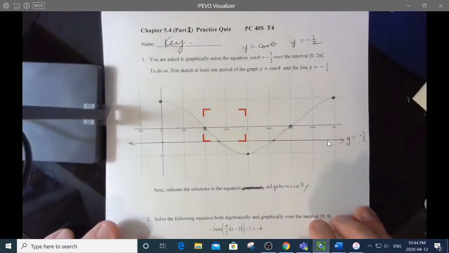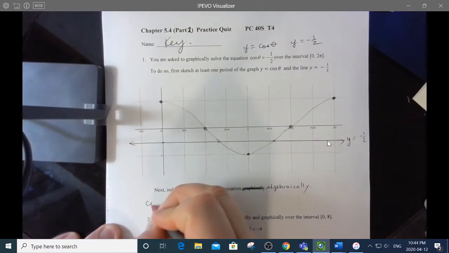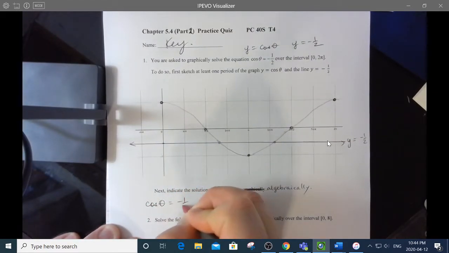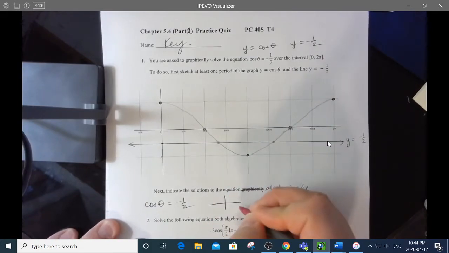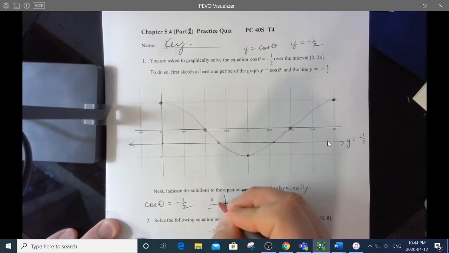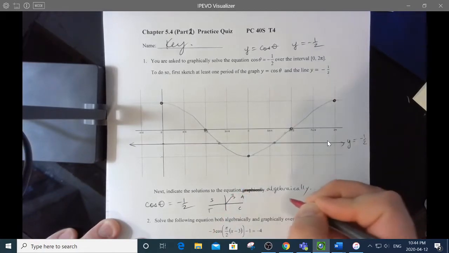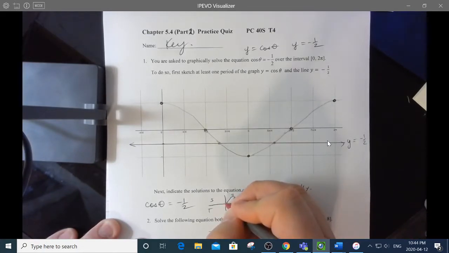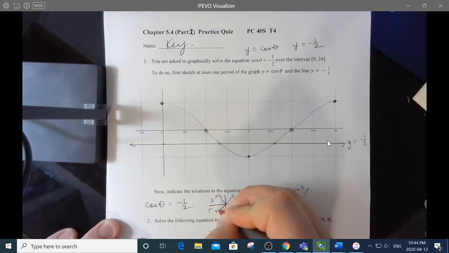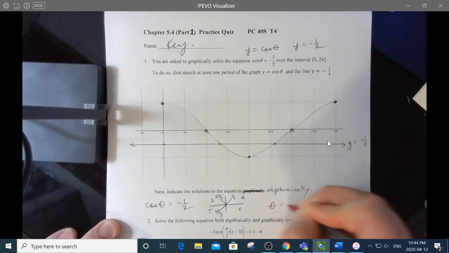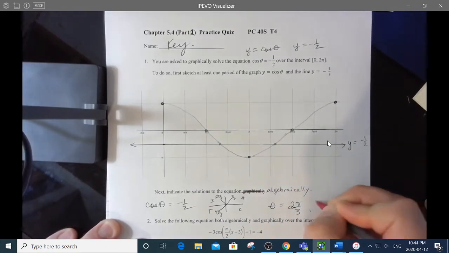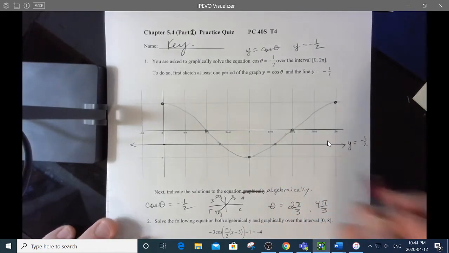So the second part of the question is to solve algebraically. Okay, so when is the cosine of theta equal to negative 1/2? Think back to chapter 4. CAST rule, so cosine's negative here and here. And at pi by 3, we have an x-coordinate of 1/2. So 2 pi by 3 will be one of them, and 4 pi by 3. So that's my two solutions. Theta is 2 pi by 3 and 4 pi by 3, and that's what those things are.